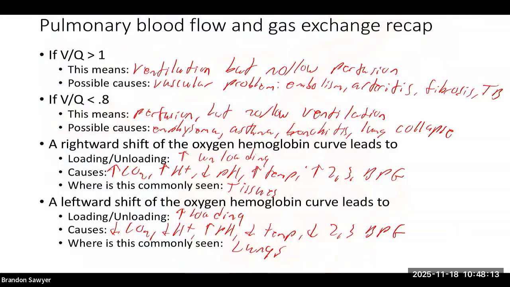And then the two shifts. Rightward shift would increase unloading. That's caused by high CO2, high hydrogen ion concentration, low pH, high temperature, high 2,3 BPG. Leftward shift would lead to increased loading. Then we would commonly see the rightward shift at the tissues where we're doing metabolism. For the leftward shift, we commonly see it more at the lungs, and it's just the reverse of all of those other things. So, questions? Yeah, Daniel?